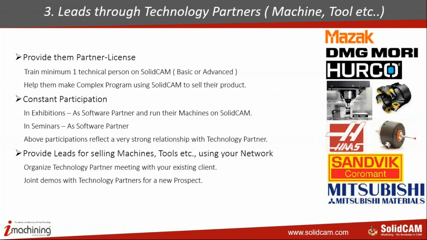So this is one. Second, joint demos with technology partners for a new prospect. For example, you come to know that a new manufacturing setup is going to happen. This will be aerospace manufacturing, and this customer needs a machine, cutting tools, and software. So work together. Tell your machine partner, we have a prospect, let's go together. Go with the machine guy, go with the tool guy. Go jointly and show the customer that you are a single team.